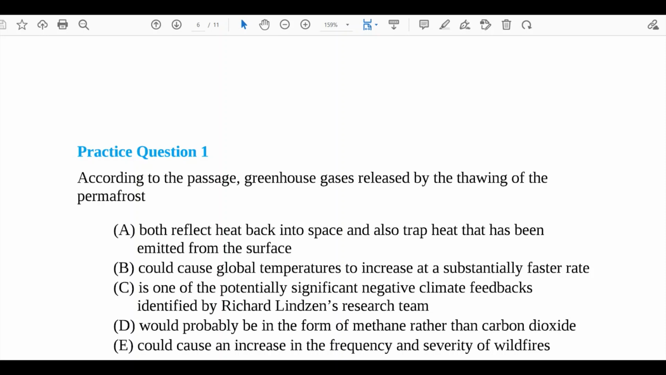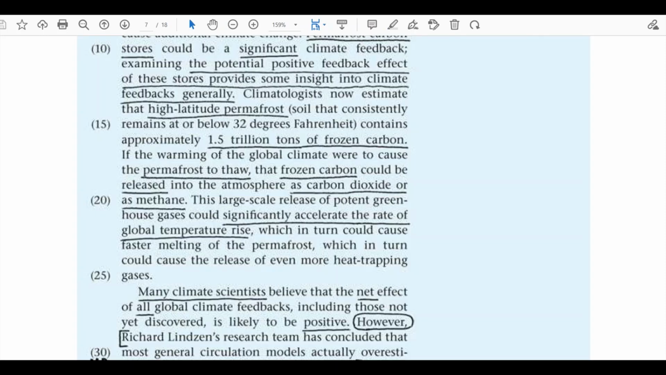Let's move to option D, would probably be in the form of methane rather than carbon dioxide. Choice D is a distortion of the statement at lines 19 through 20. Here it is: released into the atmosphere as carbon dioxide or as methane. So that is a distortion, since carbon released by the thawing of the permafrost would be either in the form of carbon dioxide or methane. The passage doesn't take a position on which of those gases would be more prevalent.